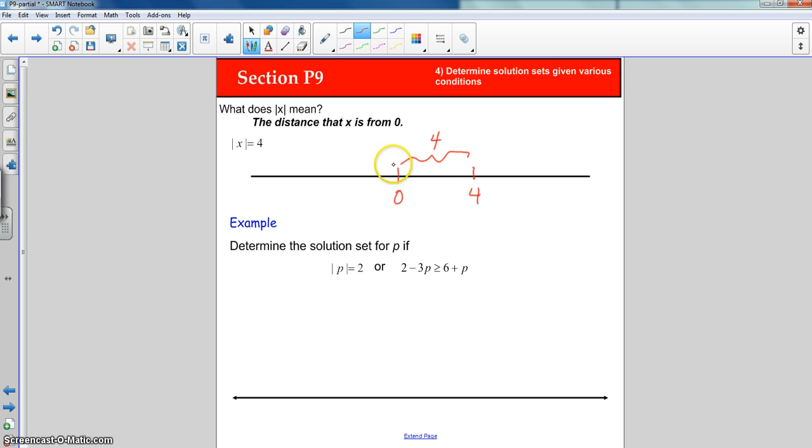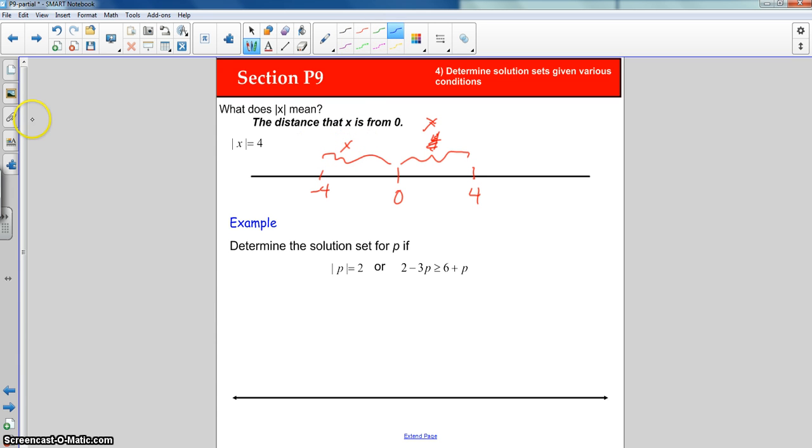Now remember, distance is a non-negative quantity. So you can either go 4 to the right, and you'd end at positive 4. I shouldn't actually say that this is 4, I should say this is x. Or I can say the distance that x is from 0 in the other direction is also 4, but that would land me at negative 4. So when you have an absolute value of x, that means that you have two solutions.